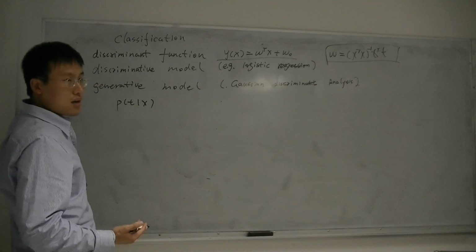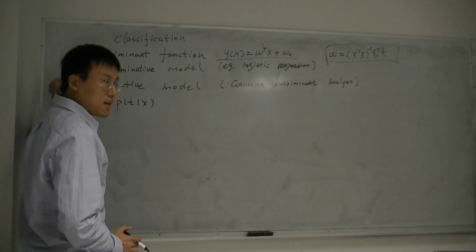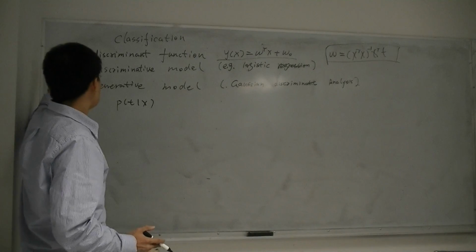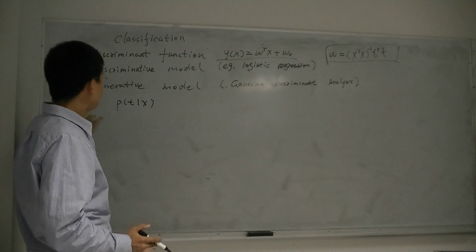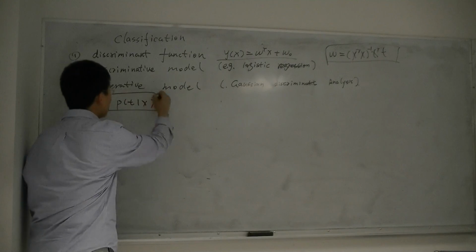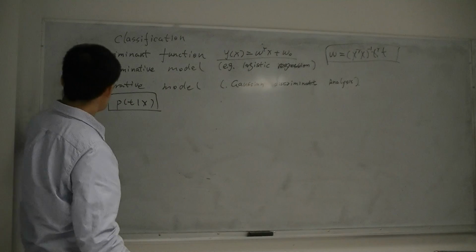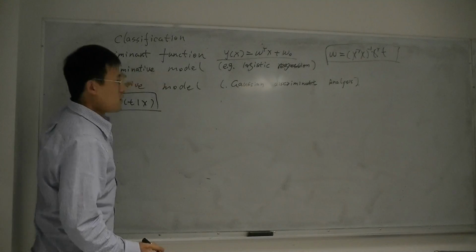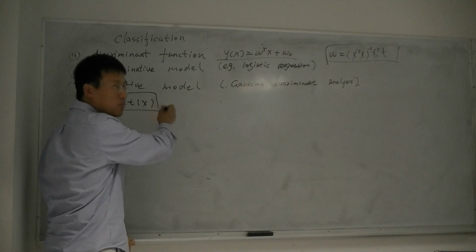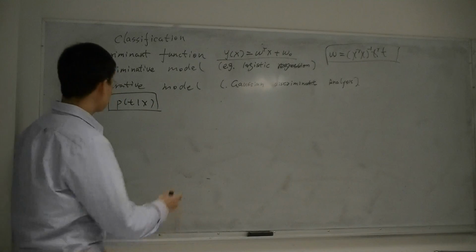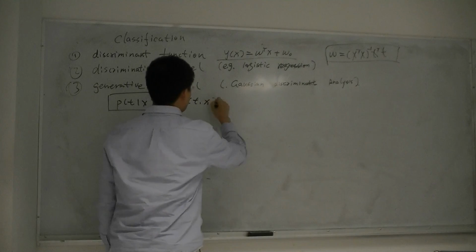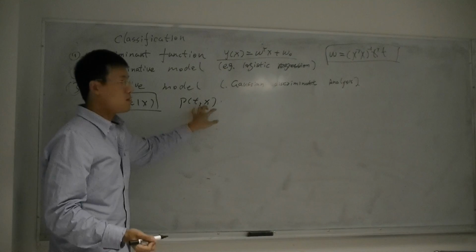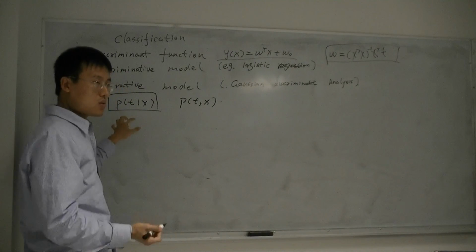In the last two, there are probabilistic models, right? So this is the difference between the first and the second two. In both of the last two, we try to solve the posterior distribution of t given x. The difference between the second and the third is that we directly solve this posterior distribution without evaluating the joint distribution of t and x. And in the third method, we try to evaluate the joint distribution to get the posterior distribution.